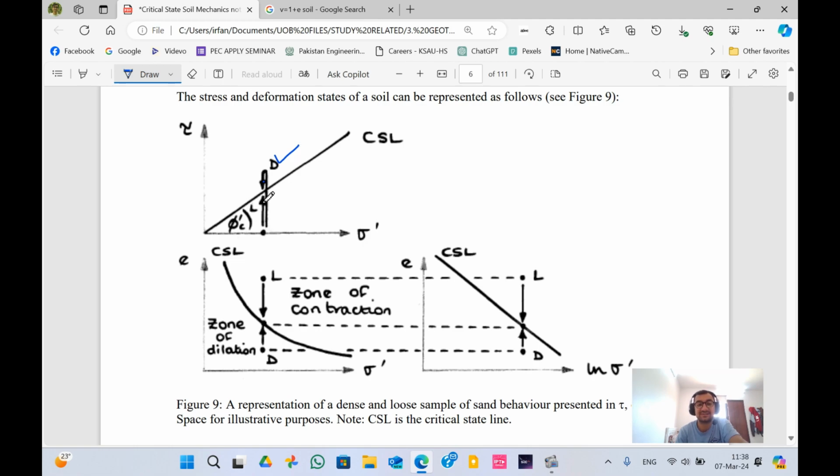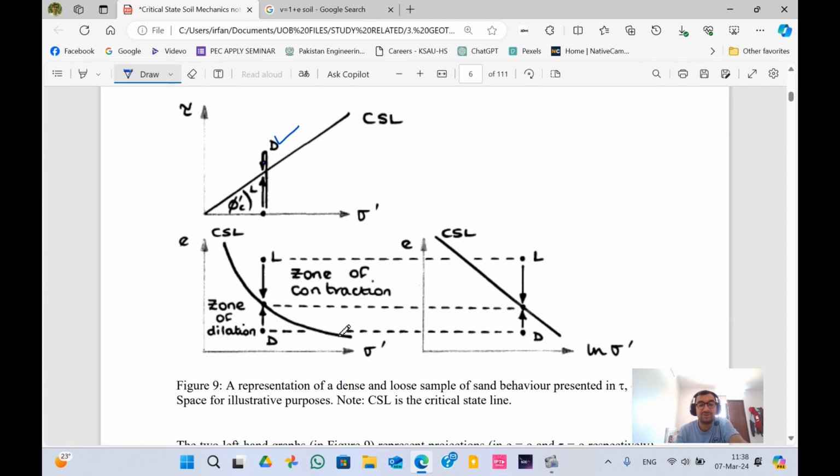Dense soil, why? Because dense soil actually goes to the ultimate state and then to the critical state line. I have already explained that dense soil undergoes change when it reaches the ultimate state. At the ultimate state it starts decreasing and then comes back to the critical state line.